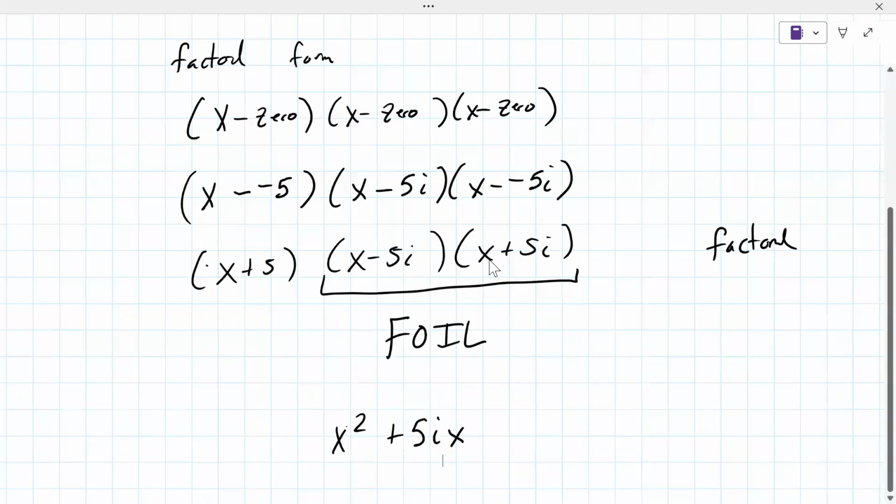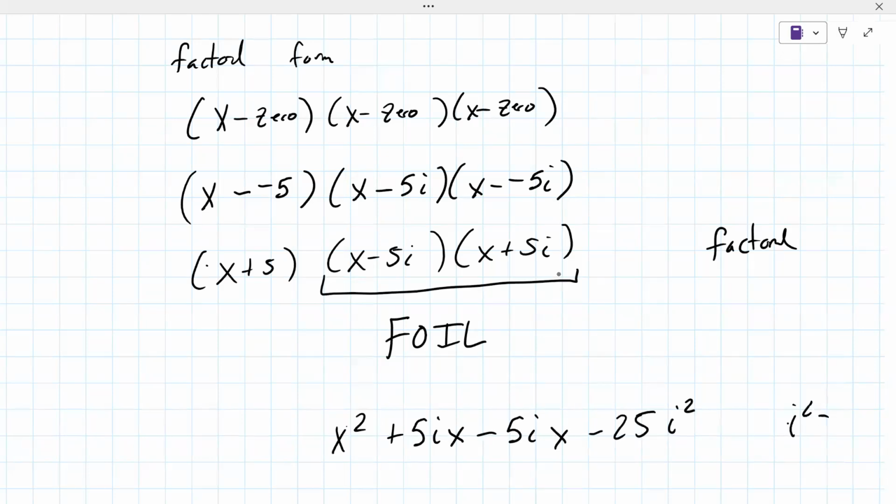Then it's negative 5i times x, minus 5ix. And then the L stands for the last, negative 5i times positive 5i. That becomes negative 25i squared. So take a look at that, see if you have any questions before we proceed. Okay. Now, really important thing here is that i squared is really -1.